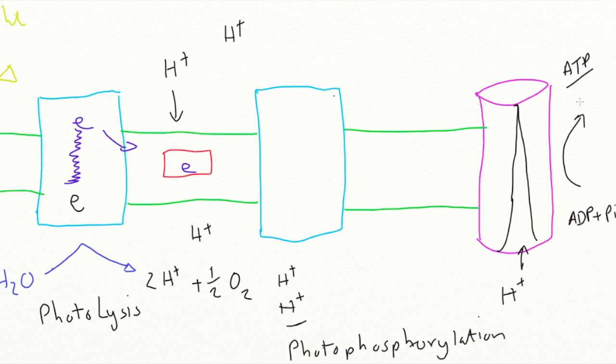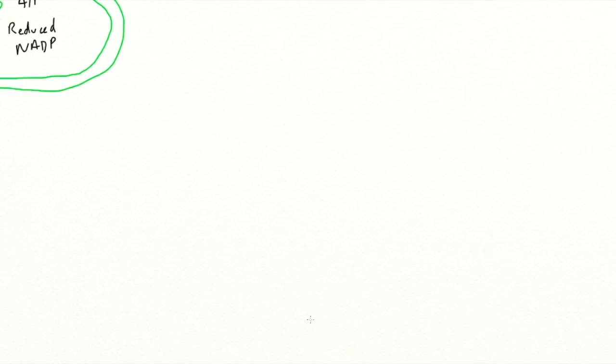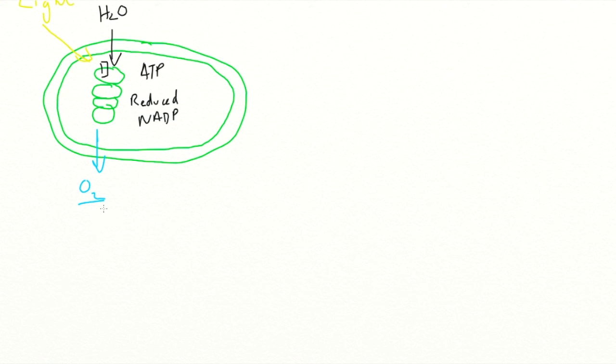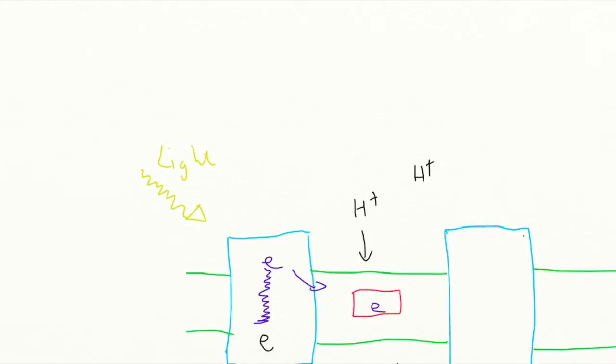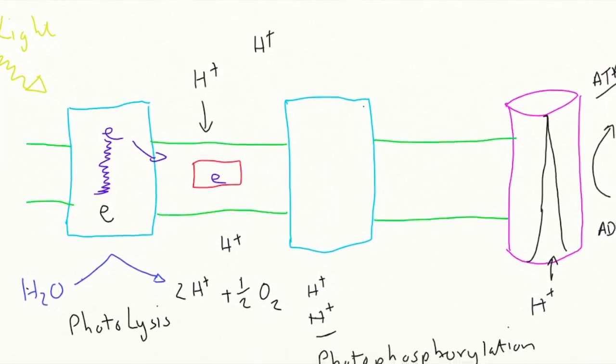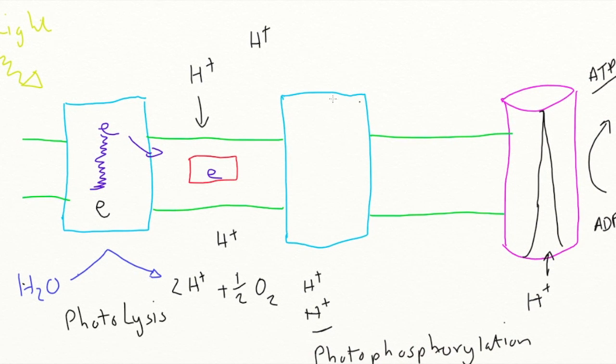There's one more product I said earlier. So we've done our O2, we've got our ATP. Now we just need to get our reduced NADP. And our reduced NADP is an electron carrier. It carries electrons to the next stage.